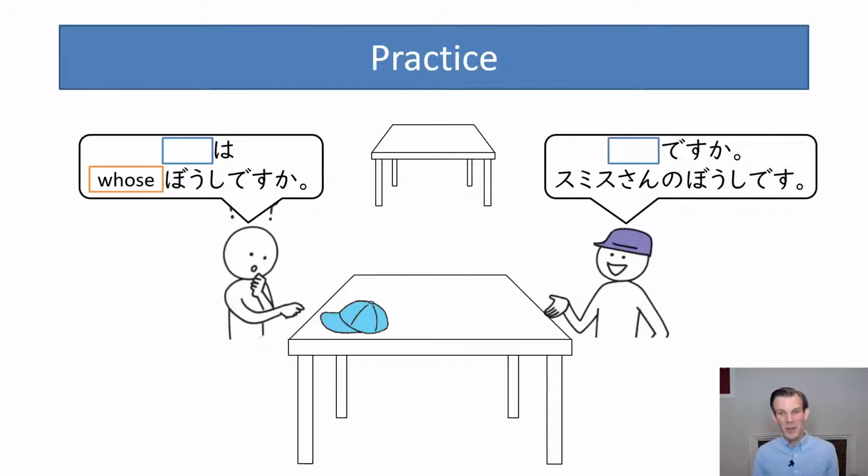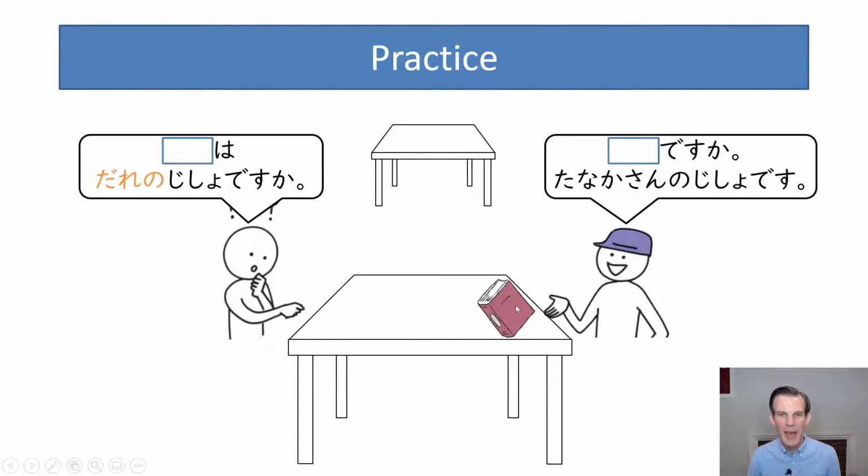Okay, so let's do a little bit of practice. We've got a hat near the speaker. The speaker's asking, whose hat is it? And then the listener is checking, oh, that? It's Smith-san's hat, right? So this would be in Japanese: これは誰の帽子ですか? So 誰の, whose, right? これは誰の帽子ですか? And then, oh, that? それですか? スミスさんの帽子です. Right? So for the speaker, who it's close to, it would be これ. But for the listener, who it's not close to, それ.